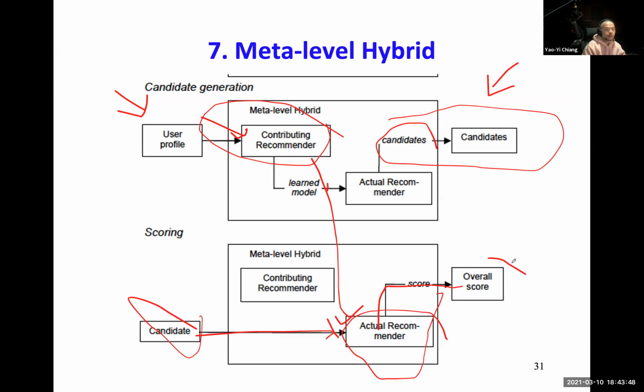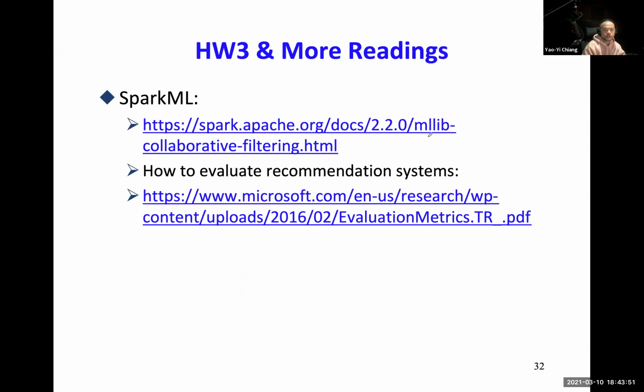All right, so for your homework 3, you should take a look at collaborative filtering. It doesn't have to be 2.2.0, you can just look at the latest one, because Spark ML does have this collaborative filtering method built in. There is a question, do you have a link for the paper? I think the link is on the first page of the slides. And I also want you to read this paper, because it tells you how to evaluate a recommendation system, the metrics, the criteria, and all that.